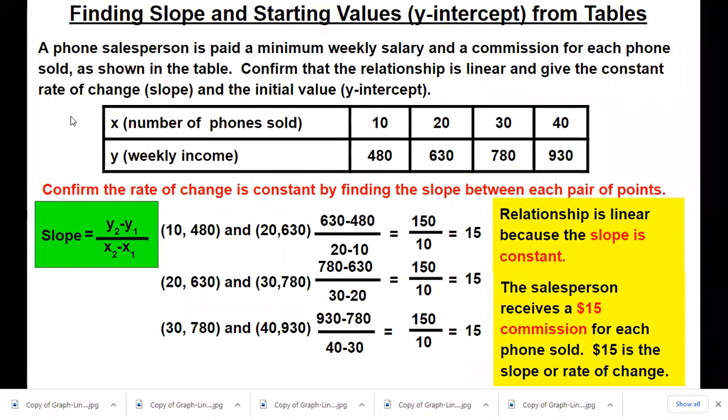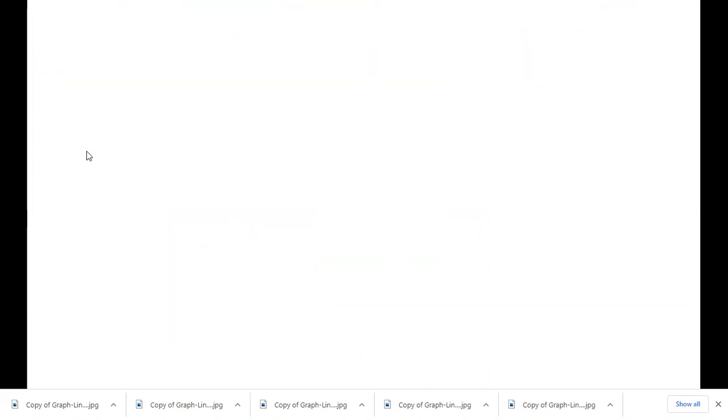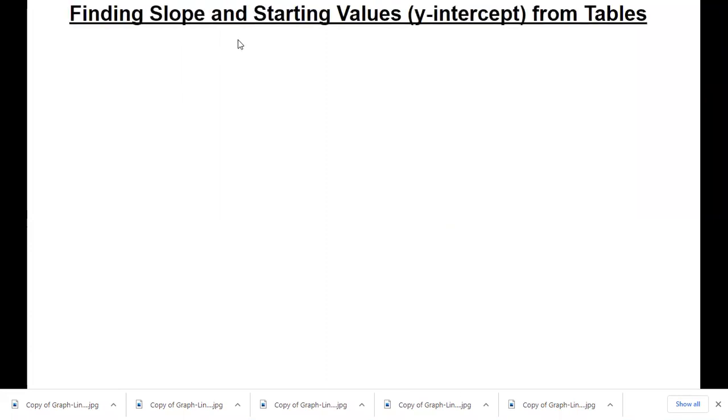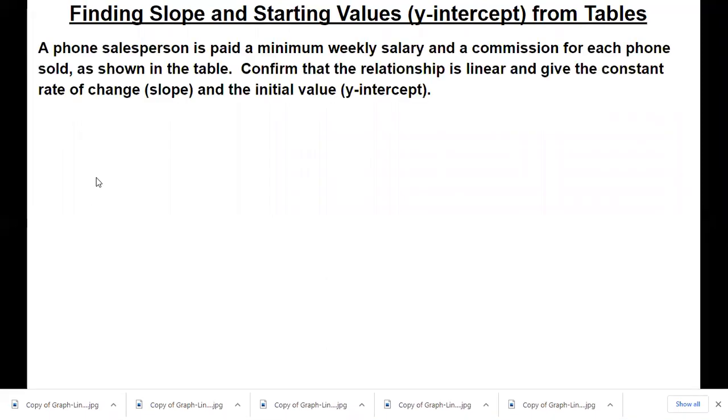I digress. The salesperson received a $15 commission for each phone sold. That's your slope. $15 is the slope or rate of change. So this salesperson got $15 commission for every phone he sold. So he wants to sell you more phones because he gets more money that way. Okay, let's move on. Finding the slope and starting values using tables still. So we have the same equation here, or the same word problem.